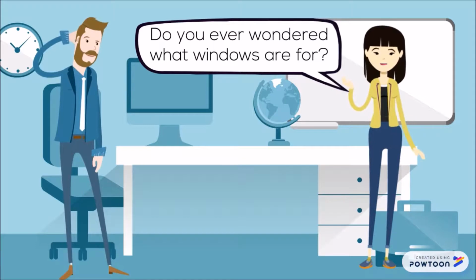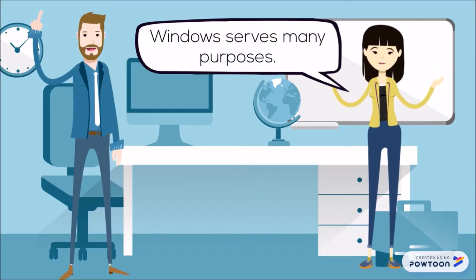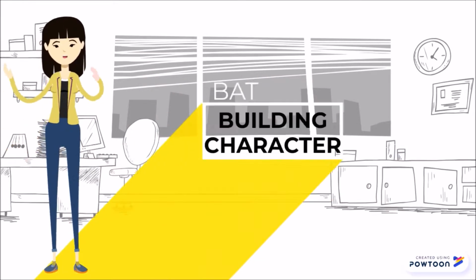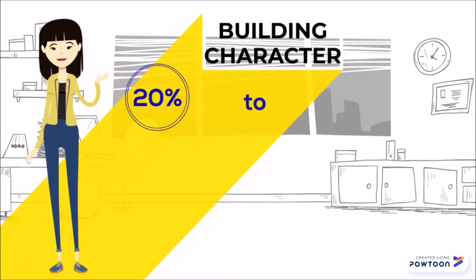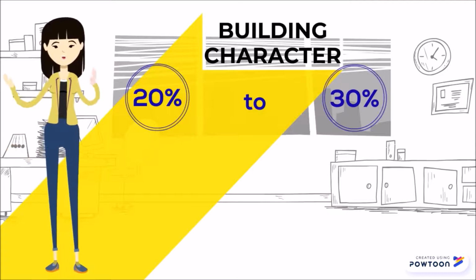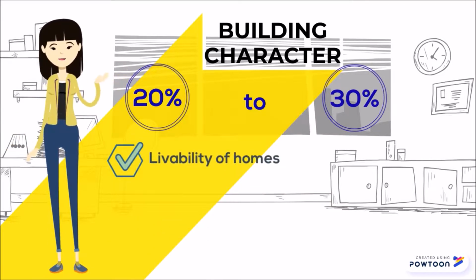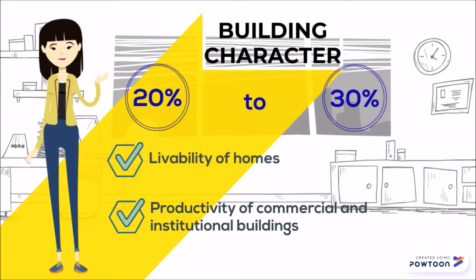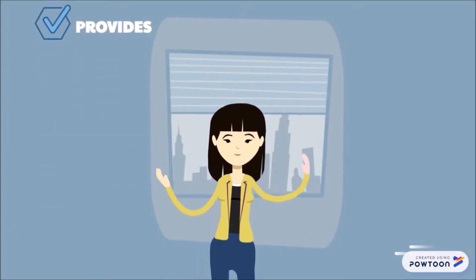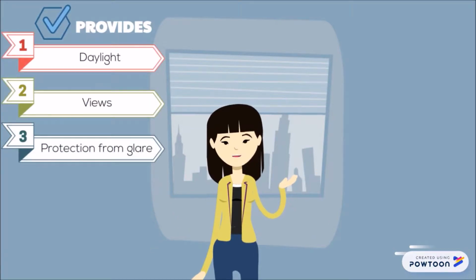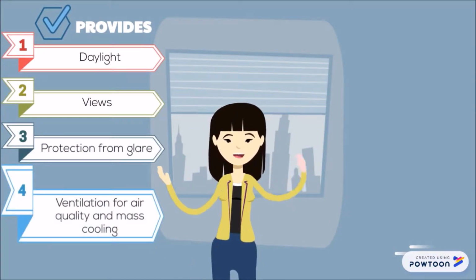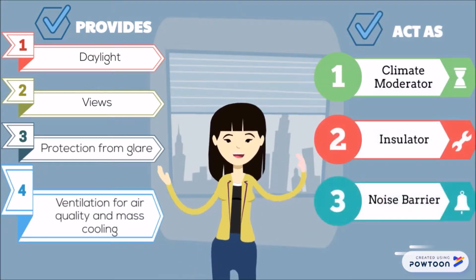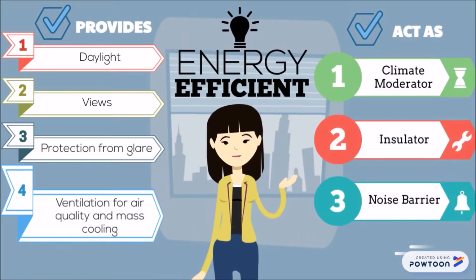Do you ever wonder what windows are for? Windows serve many purposes. Windows account for much of the building's character, accounting for 20 to 30% of its exposed surface. It is considered critical to the livability of homes and productivity of commercial and institutional buildings. The rationale behind it is that it provides daylight, views, protection from glare, ventilation for air quality and mass cooling, and acts as climate moderator, insulator and noise barrier. Windows themselves are energy-efficient tools.